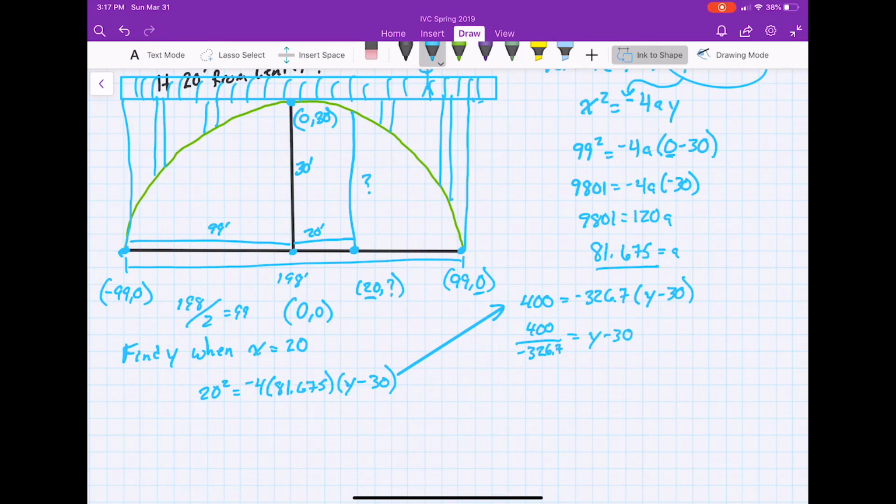And then 400 divided by negative 326.7, that whole fraction plus 30 is equal to y. Plug all this into a calculator, and we are going to get y equals 28.78 feet. So that's how high the arch is from the ground at 20 feet.